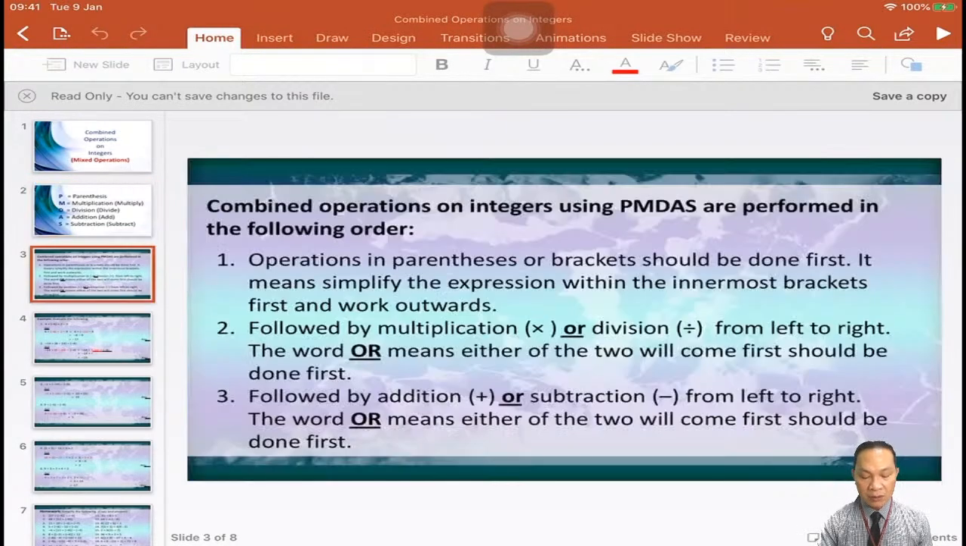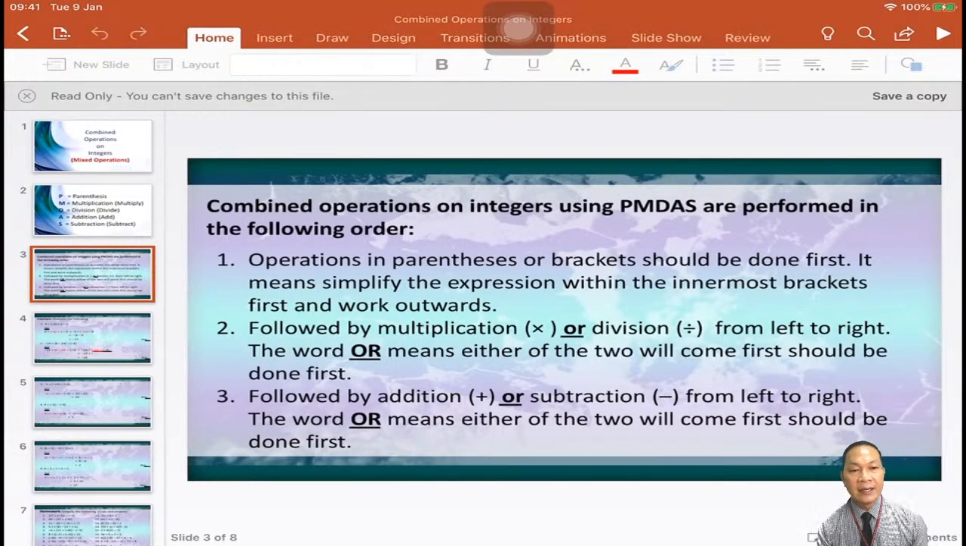So we will have first the rules, how to perform combined operations. The first one is that operations in parentheses or brackets should be done first. It means simplify the expression within the innermost brackets first and work outside. Or simply, do me first, inside the parentheses. So every time you simplify combined operations with brackets or parentheses, you first simplify all the numbers inside the parentheses and then work going outwards.